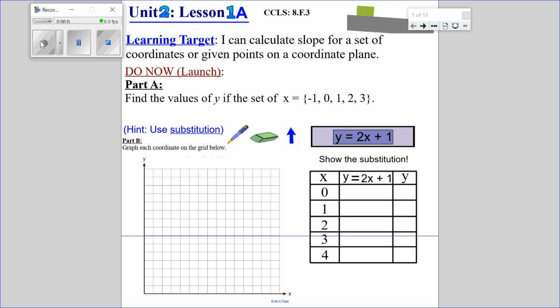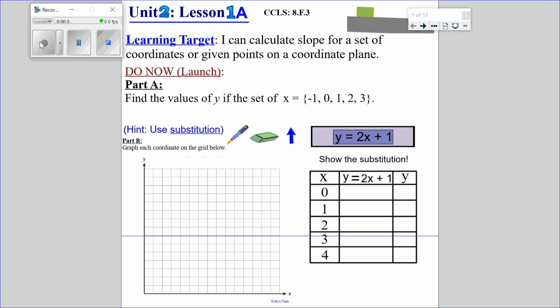The learning target is I can calculate slope for a set of coordinates or given points on a coordinate plane. Part A, find the values of y in the set of x equals negative 1, 0, 1, 2, 3. And the hint is we're going to use substitution.